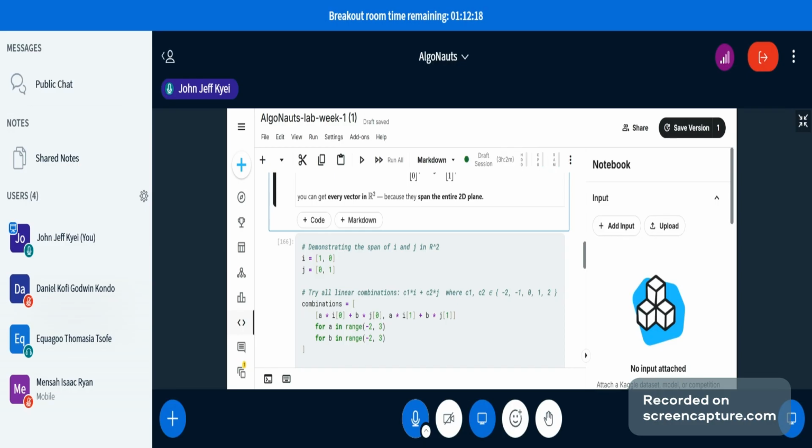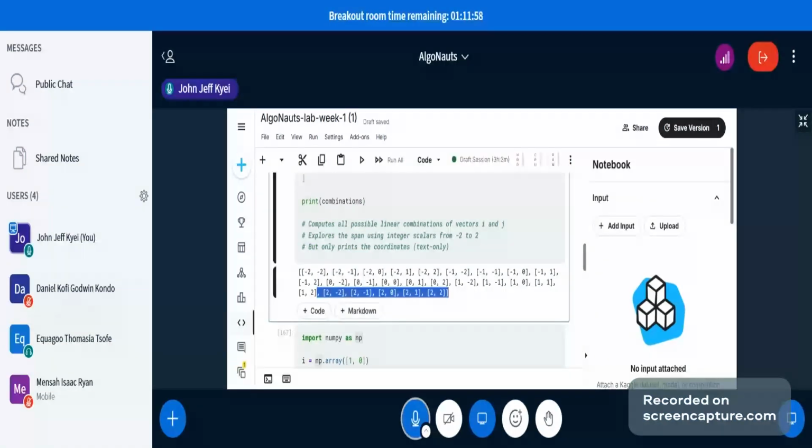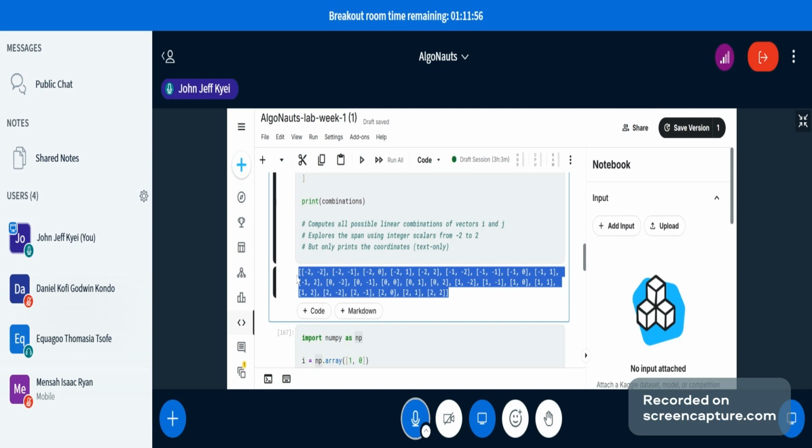Right, in the code here, -2 to 3 is the range we are working with. So we take this vector i and multiply it by all the values in the range -2 to 3, and do the same for j. Once you do that, these are all the possible combinations you get.